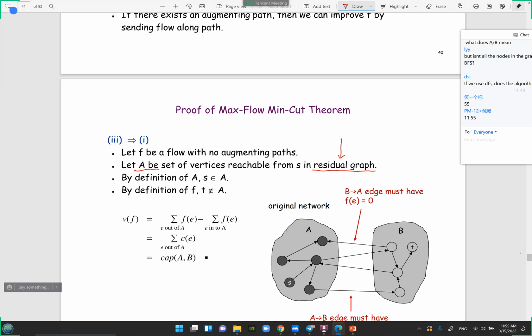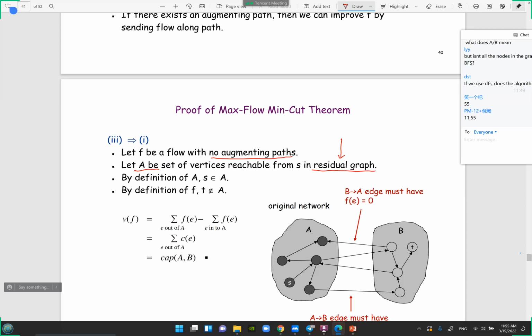Okay? All right. Now, by definition, you can reach S itself. And then you let A be the set of reachable vertices. So S is, of course, part of A. And furthermore, T is not in A. And the reason is you do not have an augmenting path.